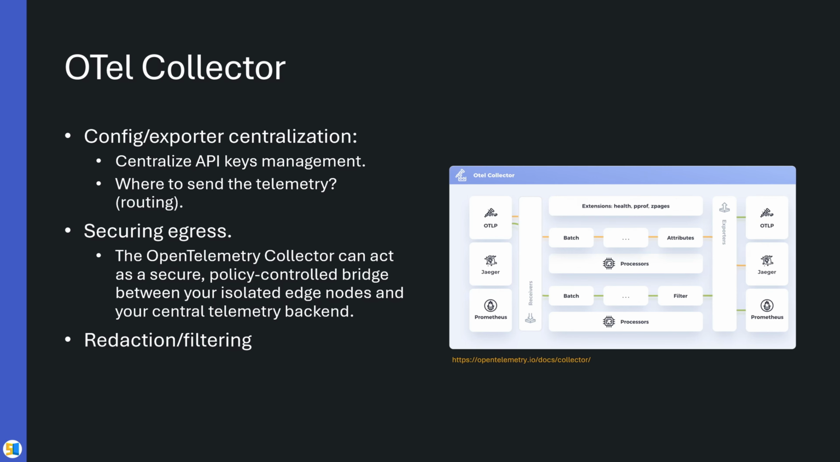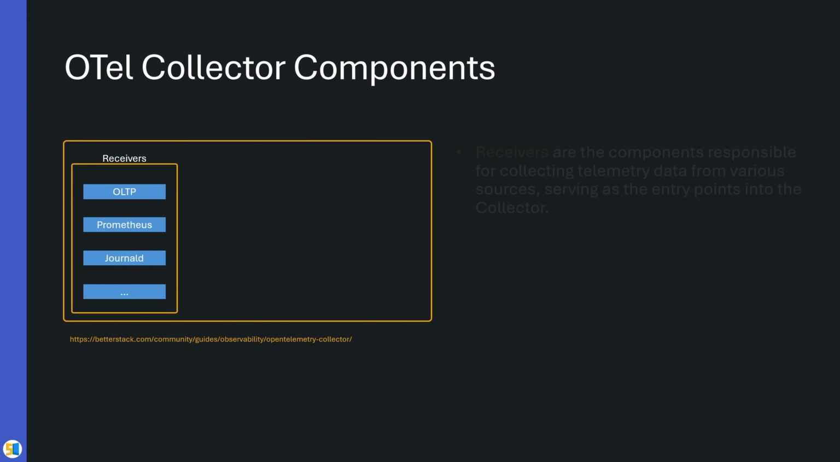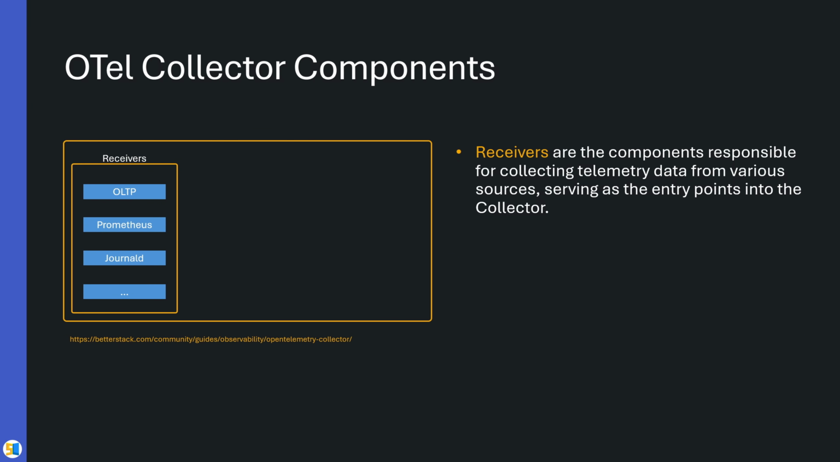And the Collector can also be used for redaction or filtering. I'll show you some examples later. There are three components of the Collector. First is receivers. Receivers are the components responsible for collecting telemetry data from various sources, serving as the entry point into the Collector. Receivers can use OTLP, or maybe the Prometheus protocol, or Journald, or other protocols.